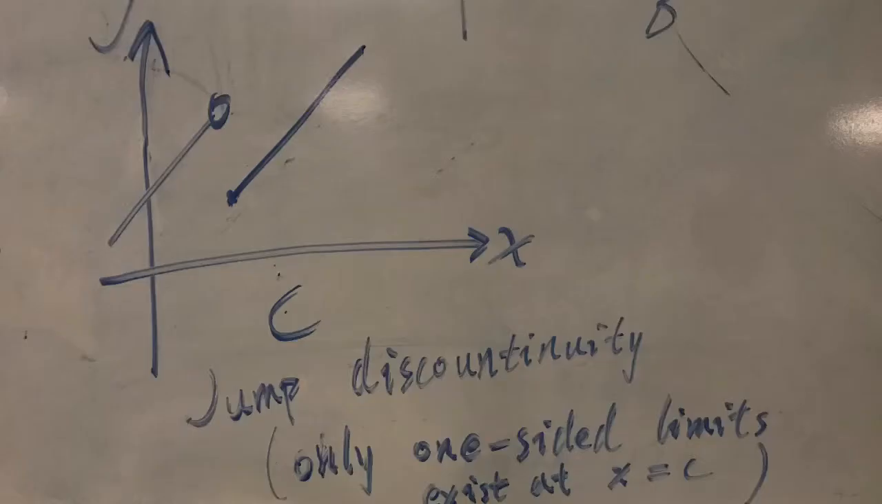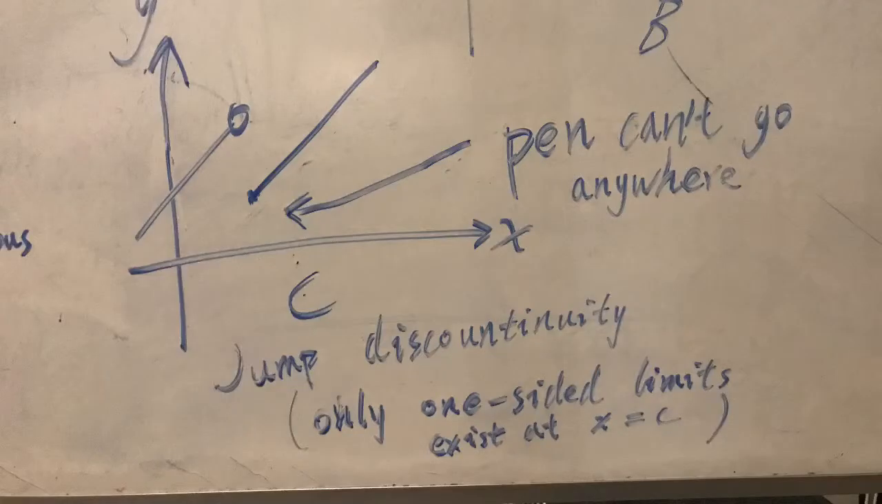The other types of discontinuities, however, are not removable. The first one is the jump discontinuity. In a jump discontinuity, only one-sided limits exist at the discontinuity point. You cannot change the function into a continuous one by removing a point. Because the limit is different from either side, your pen cannot go anywhere when you draw the function from a single direction. You have to leave your pen to continue drawing the function.